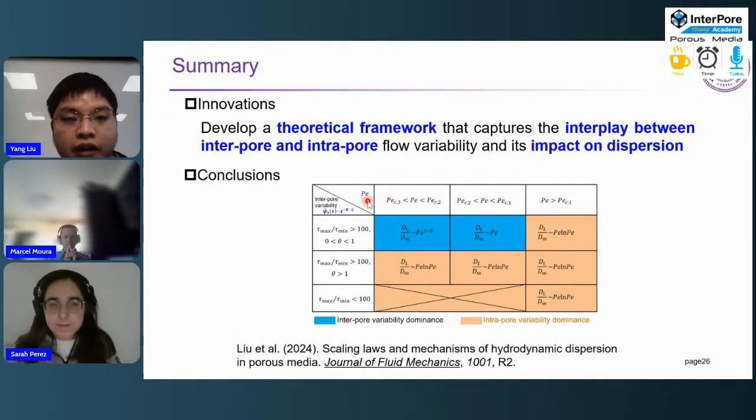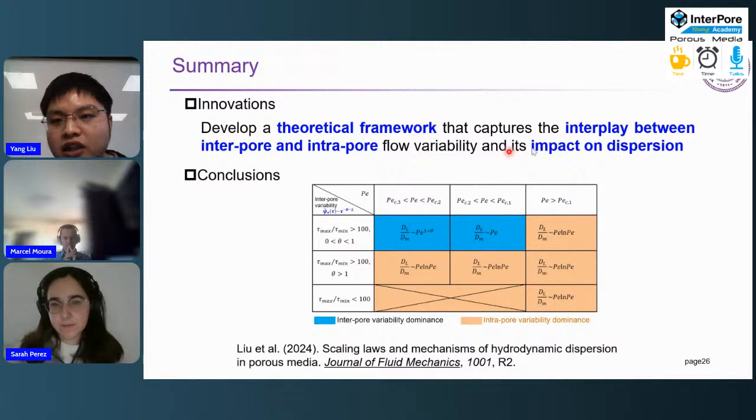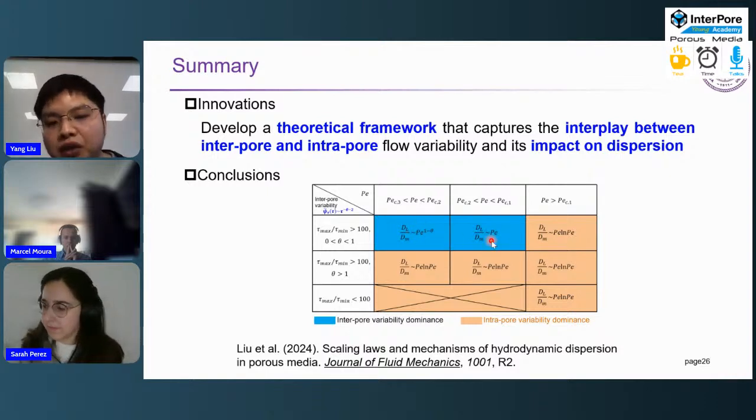Here, we develop a theoretical framework that captures the interplay between inter-pore and intra-pore flow variability. And our conclusions can be summarized as such a figure. So for porous media characterized by different probability density functions of advection times, we see different scaling behaviors between the dispersion coefficient and the packet number.